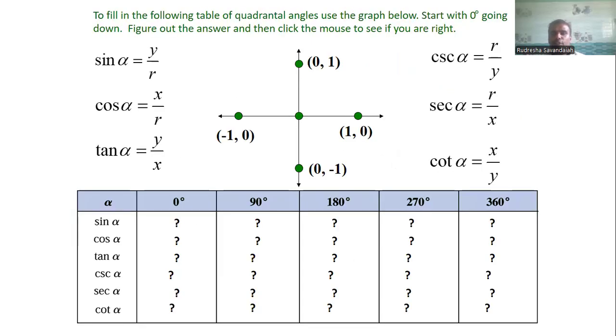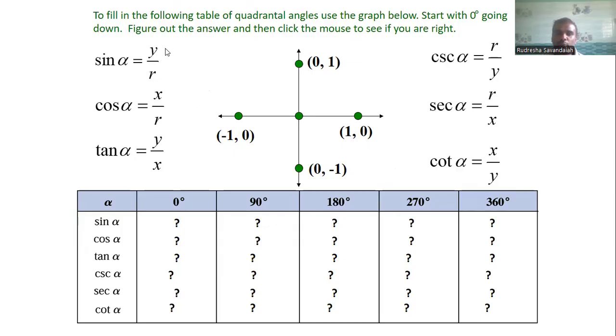To fill in the following table of quadrantal angles in the graph below, start with 0 degrees. Figure out the answer, then click the mouse to see if you are right. First I'll start here: sin alpha, cos alpha, tan alpha, cosec alpha, sec alpha, and cot alpha. These are for the different angles measured from 0 to 90, 90 to 180, 180 to 270, 270 to 360.